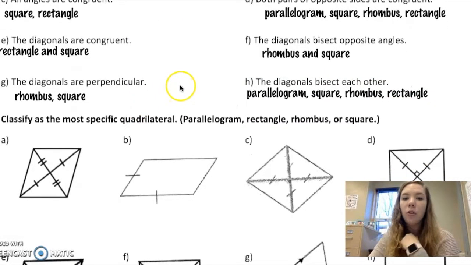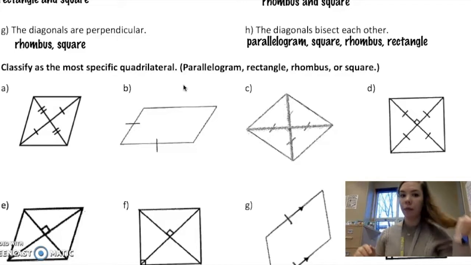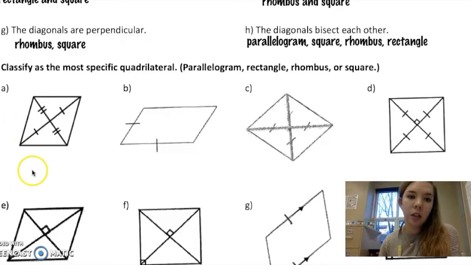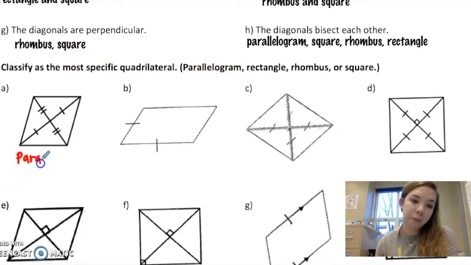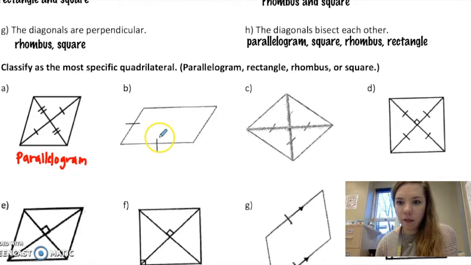Classify as the most specific quadrilateral. So square is the most specific you can get if it fits all the properties. So let's take a look at some of these examples. So your diagonals bisect each other. That's all we know. That means really the most specific I can get is just a parallelogram. For part B, they don't give us a whole lot of information, and since we don't know these sides are parallel, really it's none of those 4 types. We can't say it's any of those.